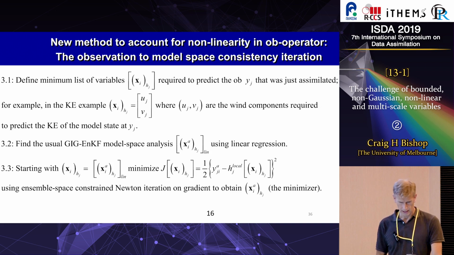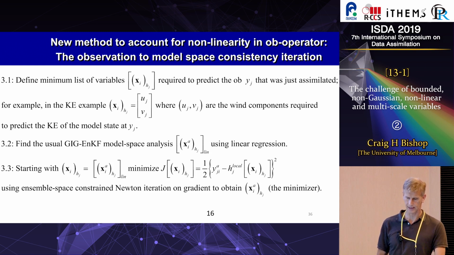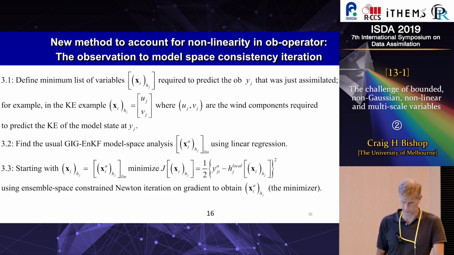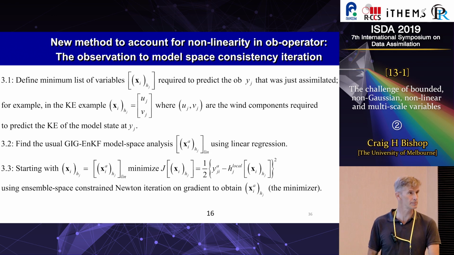So the first step is we find our best estimate of it. We use the GIGG-EnKF to estimate that minimal list using linear regression. Then we apply the nonlinear operator to that first guess of what these values should be, the minimal list that we got from linear regression, and we compare that with the analyzed values. In this case, that'd be the analyzed kinetic energy values. And we'll find that these will be inconsistent. Leonhard Scheck was showing us that difference from the LETKF, and I just showed you that difference as well. So it's different, and it shouldn't be. We want them to be the same.